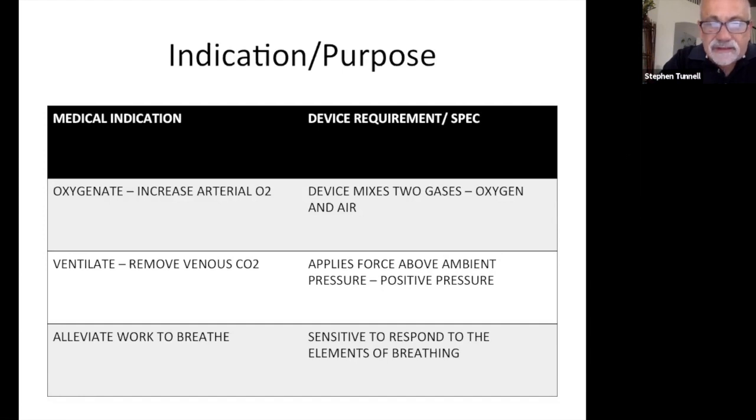Sometimes we alleviate that work intentionally by anesthetizing and paralyzing patients during an operation. And that's another reason where the ventilator needs to take over the work of breathing. So there's three reasons to put a person on a ventilator: to improve their oxygenation, to ventilate them and remove their CO2, and to take over or alleviate the work to breathe.